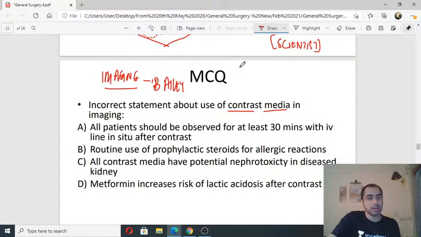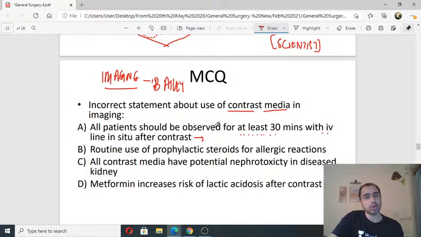Incorrect statement about contrast media and imaging. All patients should be observed for at least 30 minutes with IV line and C2. Routine prophylactic steroids for allergic reactions. All contrast media have potential nephrotoxicity in diseased kidney. Metformin increases the risk of lactic acidosis. Only 2 people have attempted. Okay. So let's take each option. All patients should be observed for at least 30 minutes with IV line and C2.